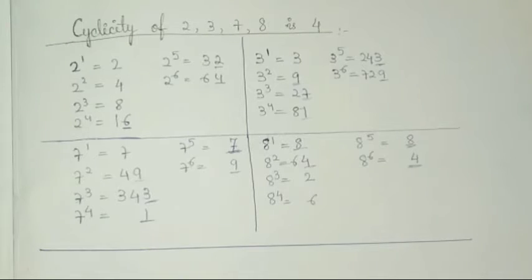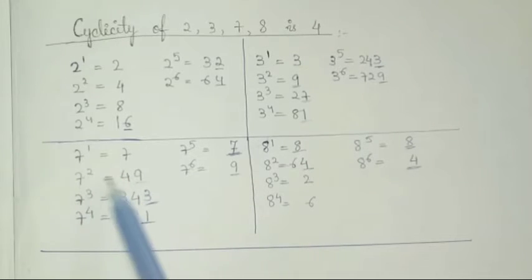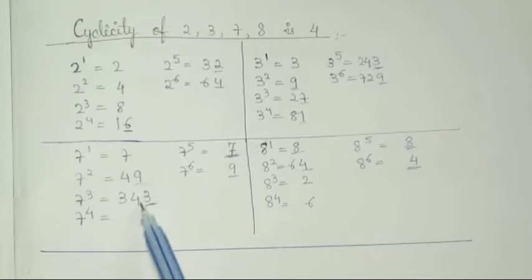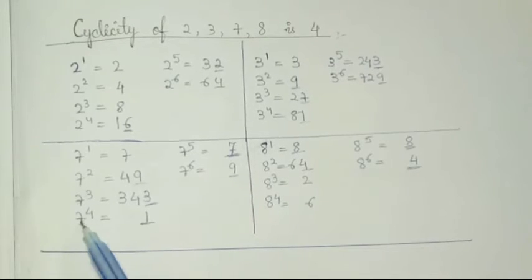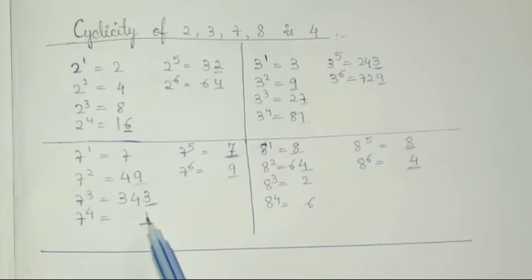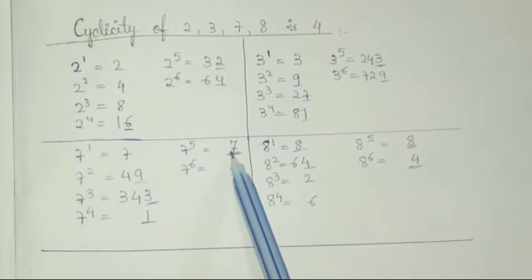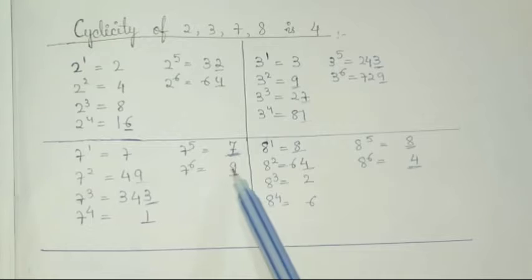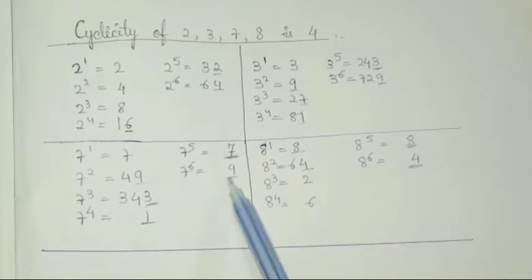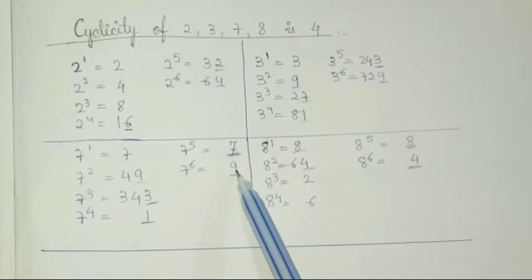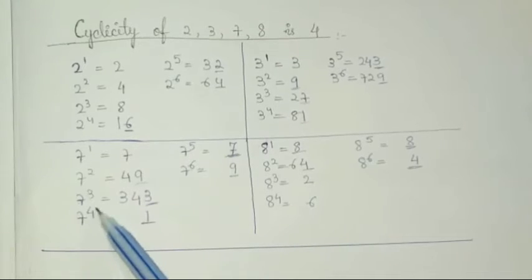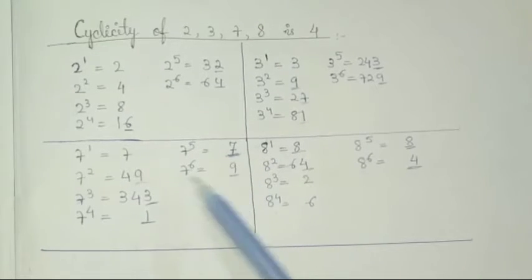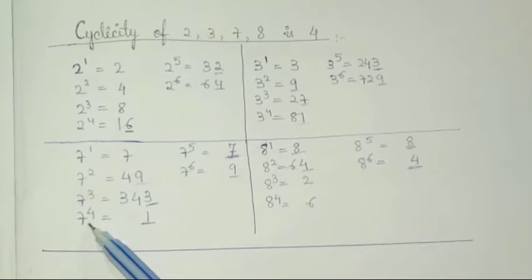Here 7 raised to the power 1 is 7, 7 squared is 49, so its unit digit is 9, 7 cubed is 343, its unit digit is 3, 7 to the power 4 is 343 times 7, which is 2401, so its unit digit is going to be 1. Again 7 to the power 5, 1 times 7, so its unit digit is 7. And again 7 to the power 6, its unit digit is 9. So what we can see is that after every fourth power of 7, the unit digit keeps repeating. So therefore its cyclicity is 4.